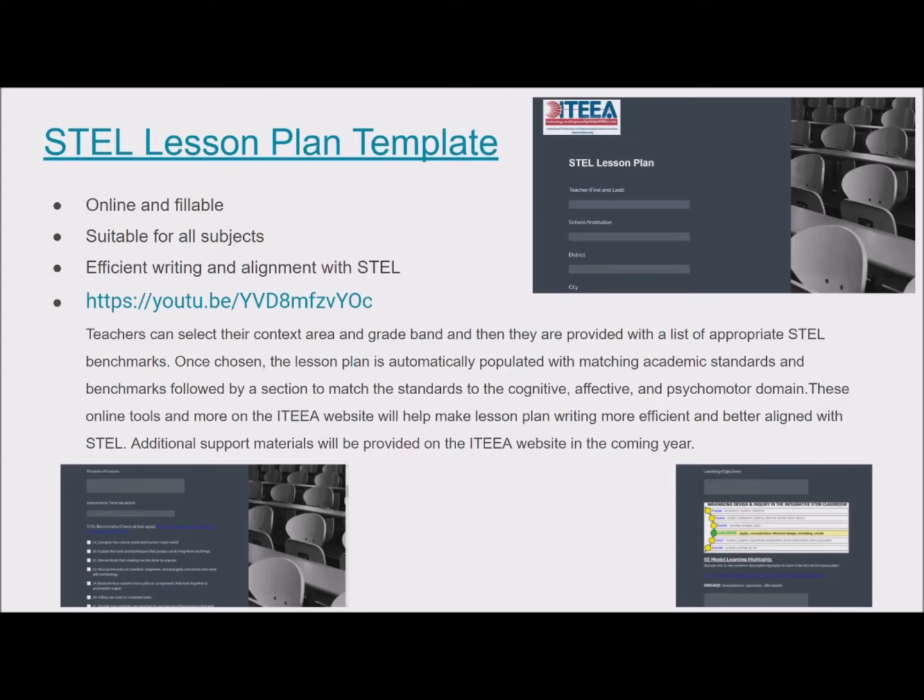The online tools and more on the ITEA website help to make lesson plan writing more efficient and better aligned with the STEL. Multiple other supports come along the way to help you align effectively with the STEL and help to drive your lesson plans.